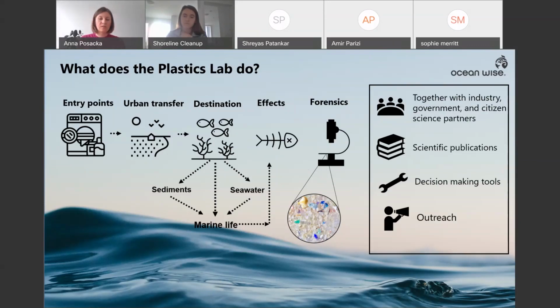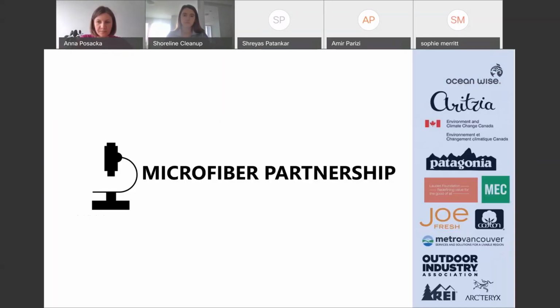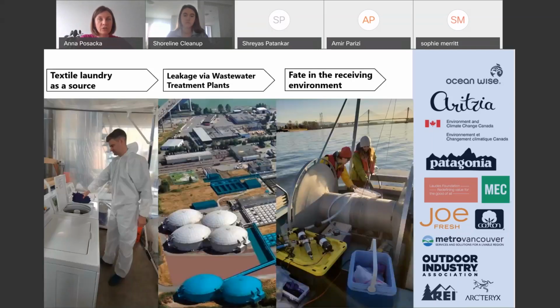And of course, what the Plastic Lab does is also putting all those insights into scientific publication and various outreach platforms, so that we can inform everybody, and by designing decision-making tools, help to inform decisions across these different sectors. So we can now proceed to the next slide, where I would love to share with you one of the major initiatives at the Plastics Lab called the Microfiber Partnership.